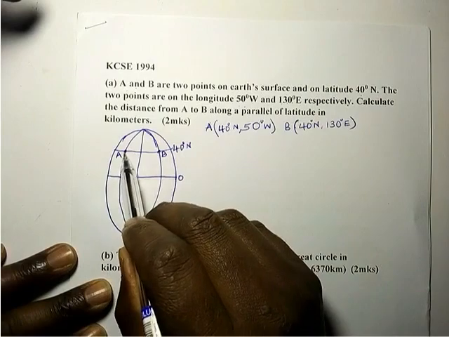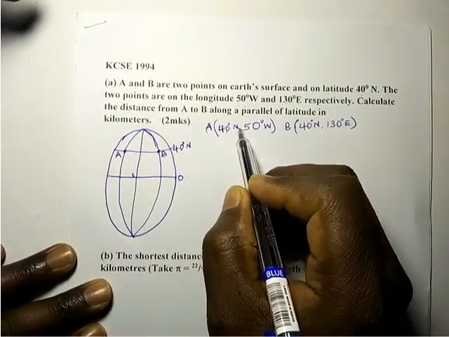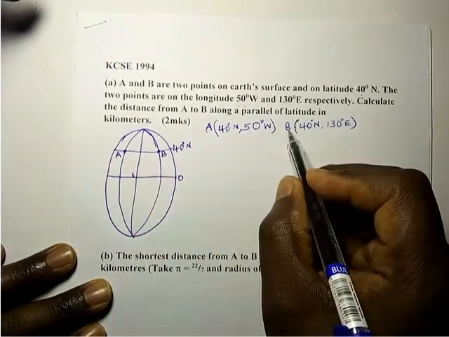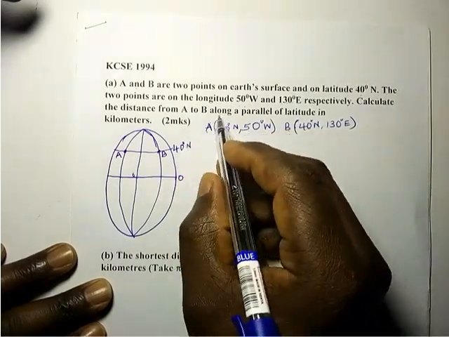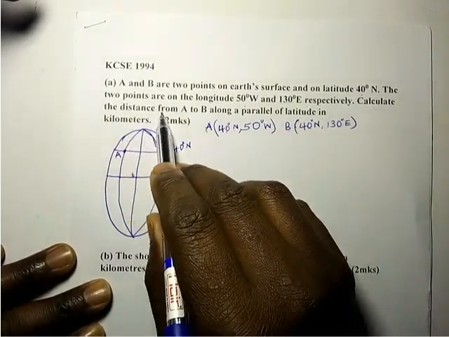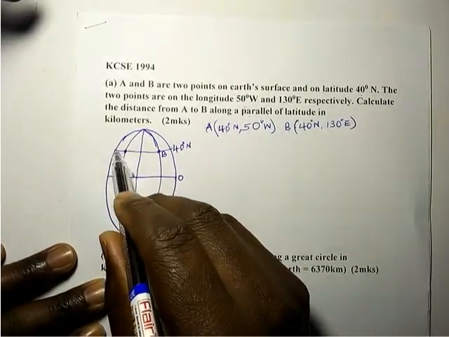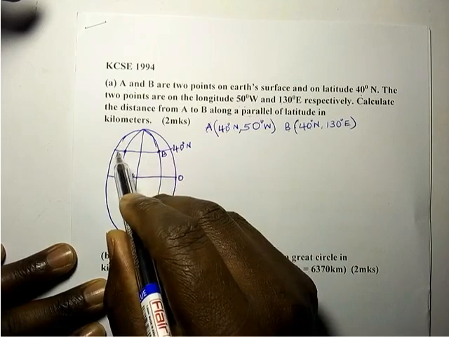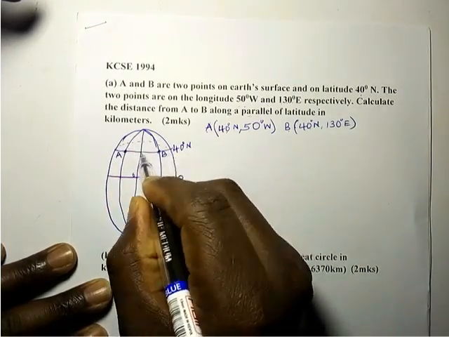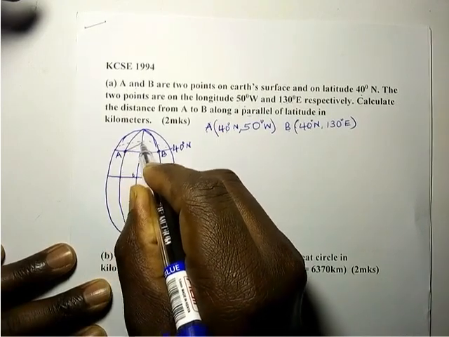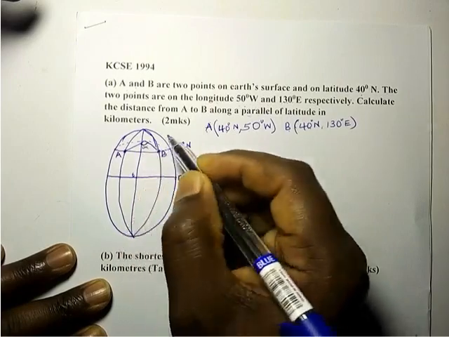So now we have our point A and B. You can clearly see that A is on 40 north, 50 west, and B is 40 north, 130 east. We have done that. So calculate the distance AB along the parallel. Remember, this is the equator and it is parallel with this. So we are calculating the distance along the small circle. So this is the small circle here. So we are calculating this here, where this is going to be the alpha.